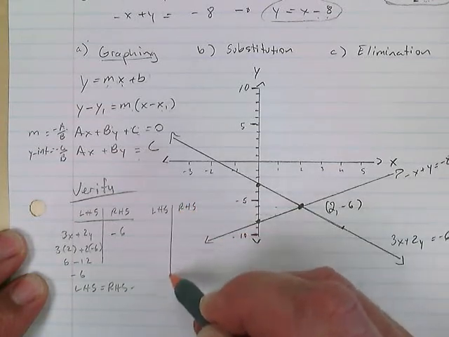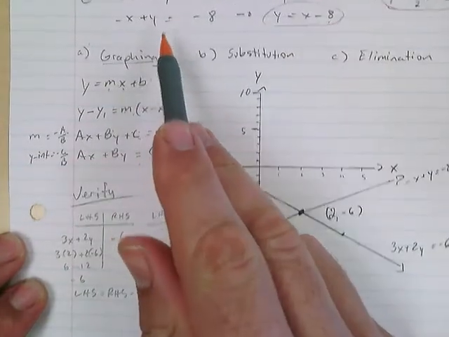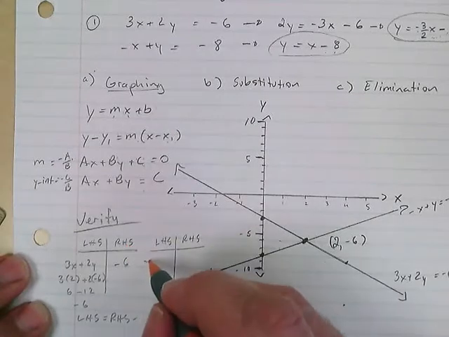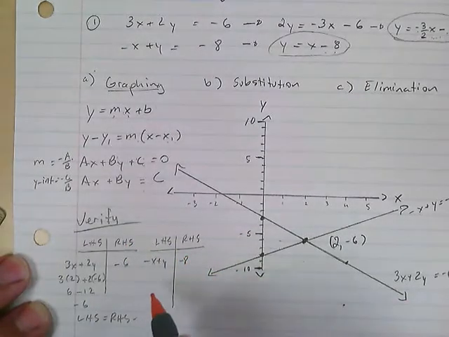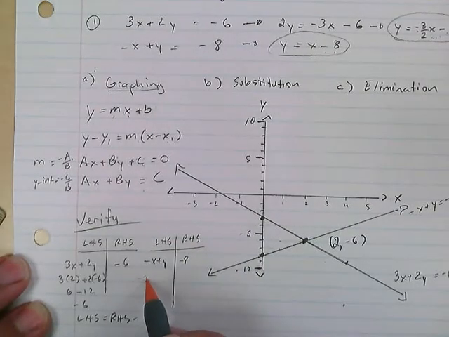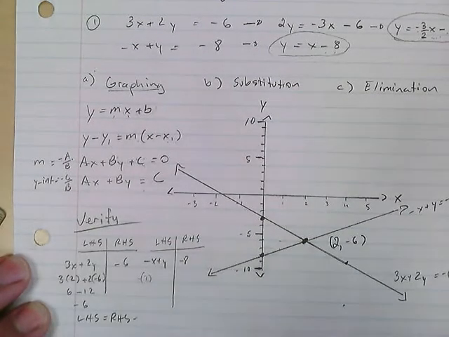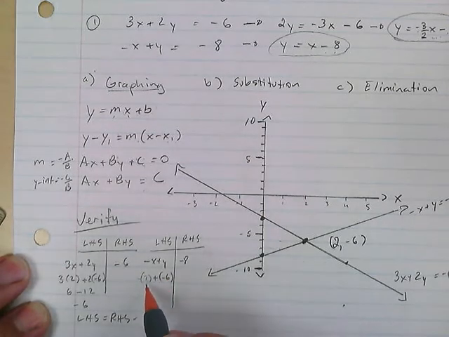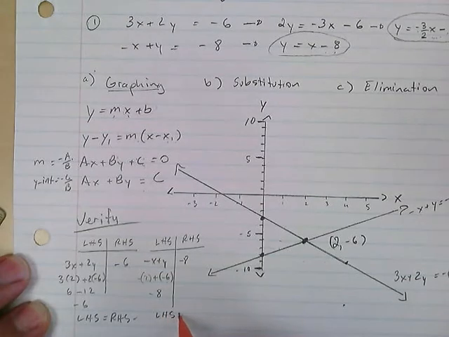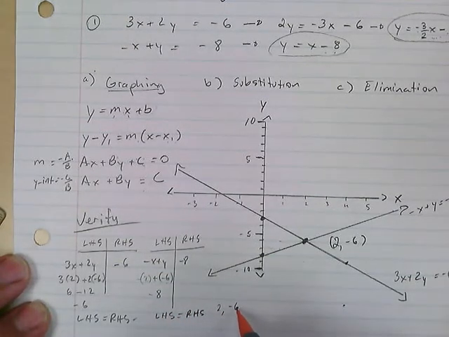We're going to do another check here with the second equation, this one. So -x plus y is supposed to be -8. So you have -x, right, plus -6, right? That's -2 and -6, that's -8. Left-hand side is equal to right-hand side. So 2, -6 is the solution.